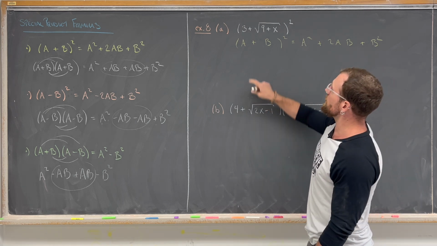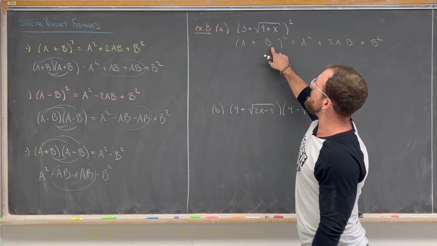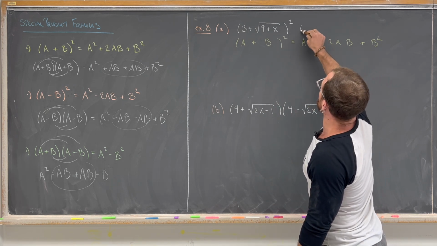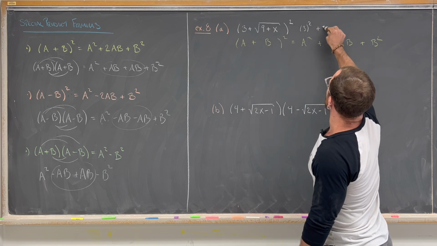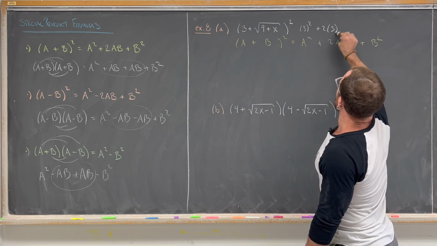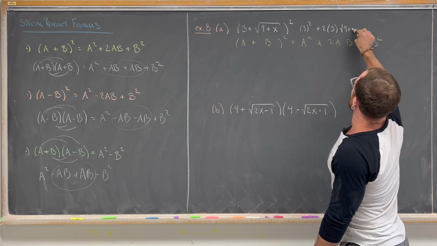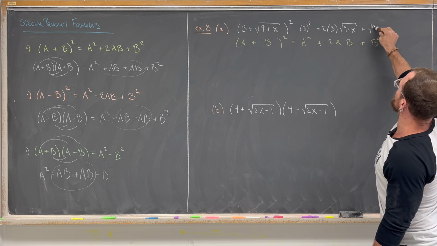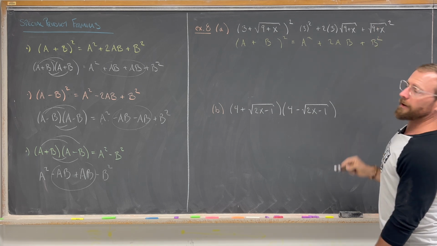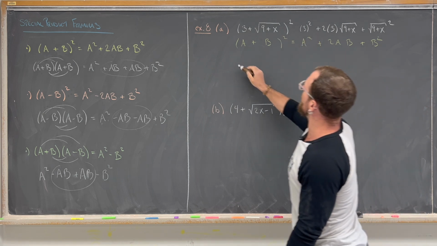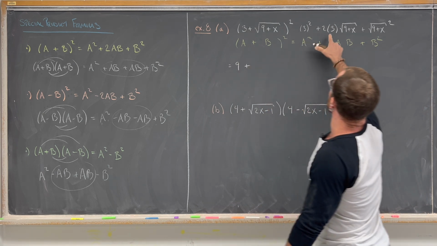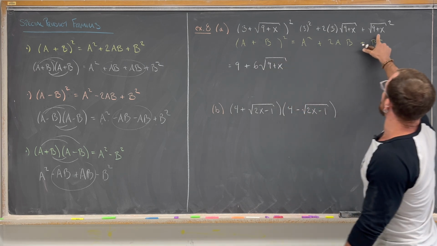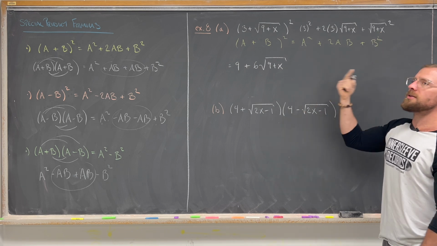All right, well, let's just go through this. What is a? A is 3. What is b? B is the square root of 9 plus x. All right, so a squared should be 3 squared. A is 3. B is the square root of 9 plus x. So there's my 2ab plus b squared. That's the square root of 9 plus x squared. All right, so what are we left with? Well, we're left with 9 plus, that's a 6, square root of 9 plus x. And in the end, this is the square root of 9 plus x squared.